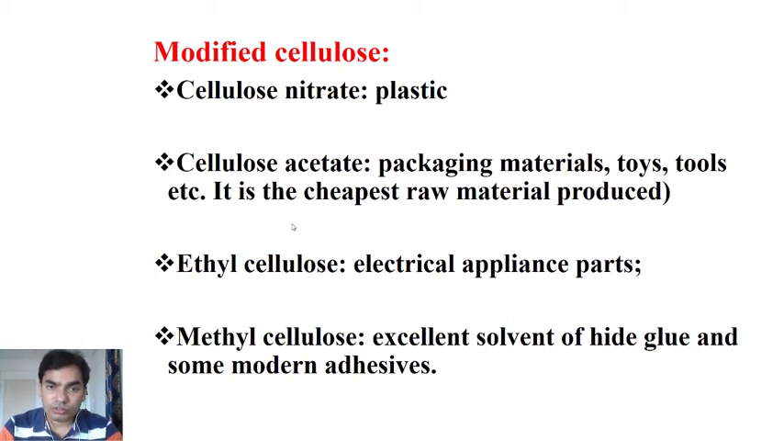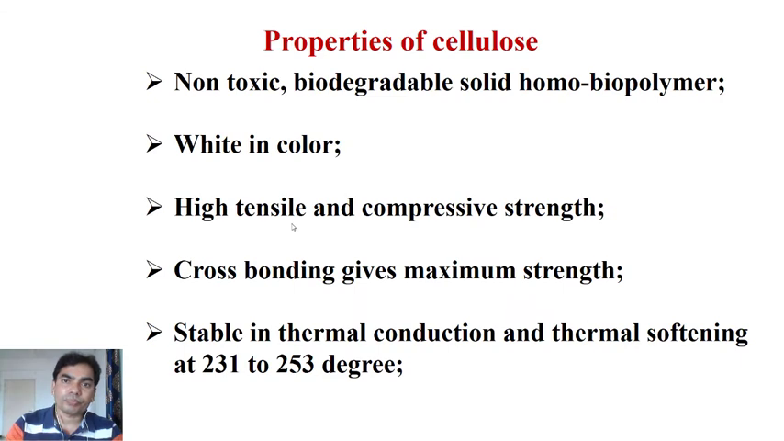And ethyl cellulose is used to make electrical appliances. Nowadays fine cellulose-based electrical appliances have come, and they don't easily catch fire. Methyl cellulose is an excellent solvent of hide glue and some modern adhesives, and is used as a modern adhesive.